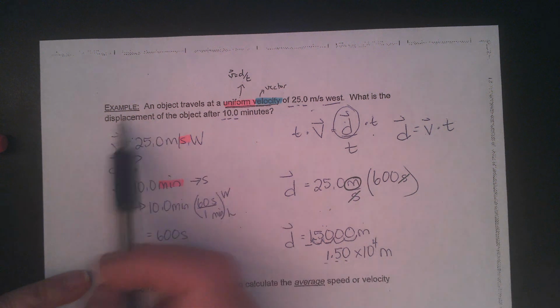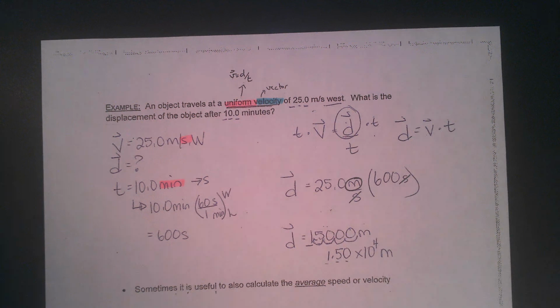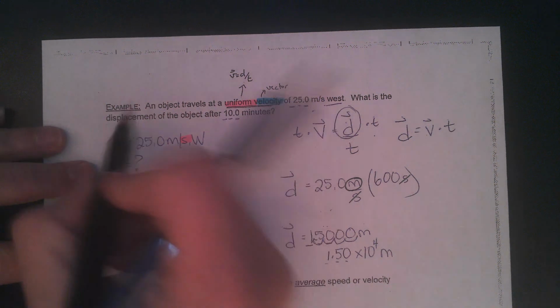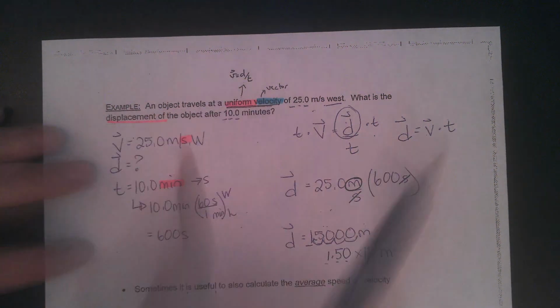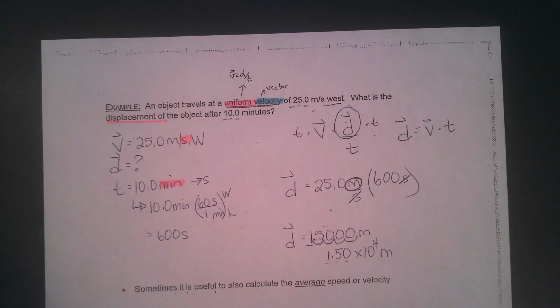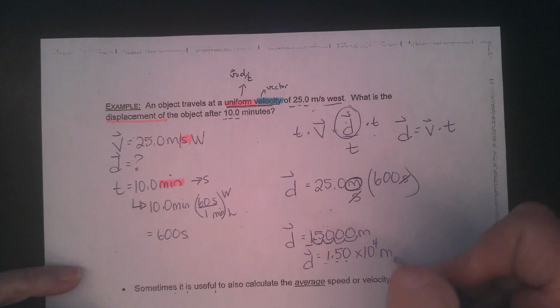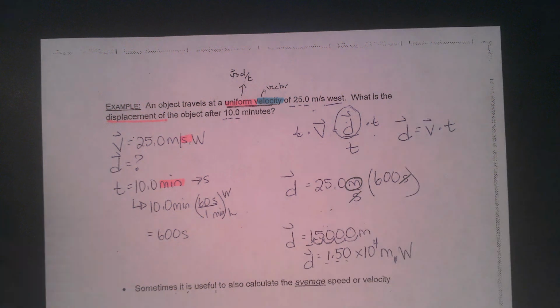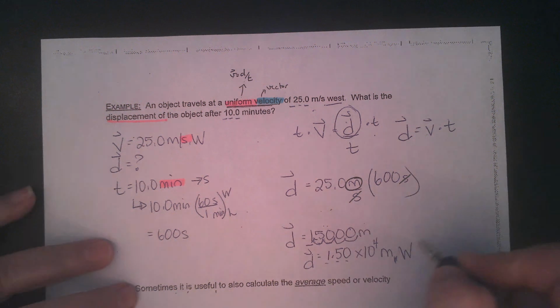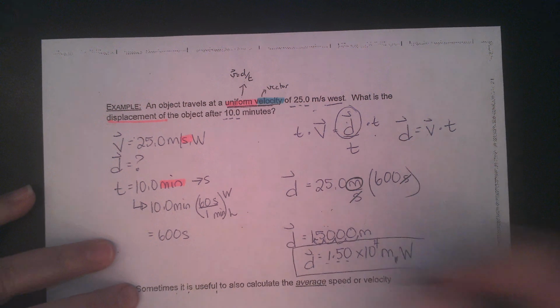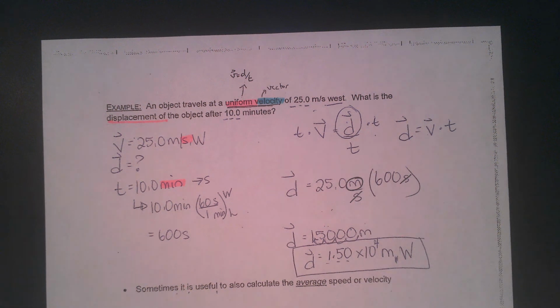Its displacement, this is something you should be in the habit of doing, is highlighting or underlining what it is the question is asking you for. Displacement means I need direction, so I'm going to put west in there. Okay, and then that would be your answer. You would get a half a mark for the 1.5 times 10 to the 4, and you would get a half a mark for the meters and the direction.